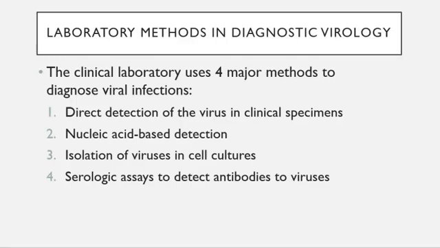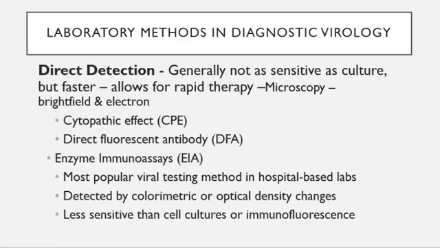So you're actually using cells that we have grown in the lab to see if they are affected by a virus that you're looking for. Number 4 is serologic assays to detect antibodies to a virus. So let's talk about each one of these 4 diagnostic methods a little bit more in detail.